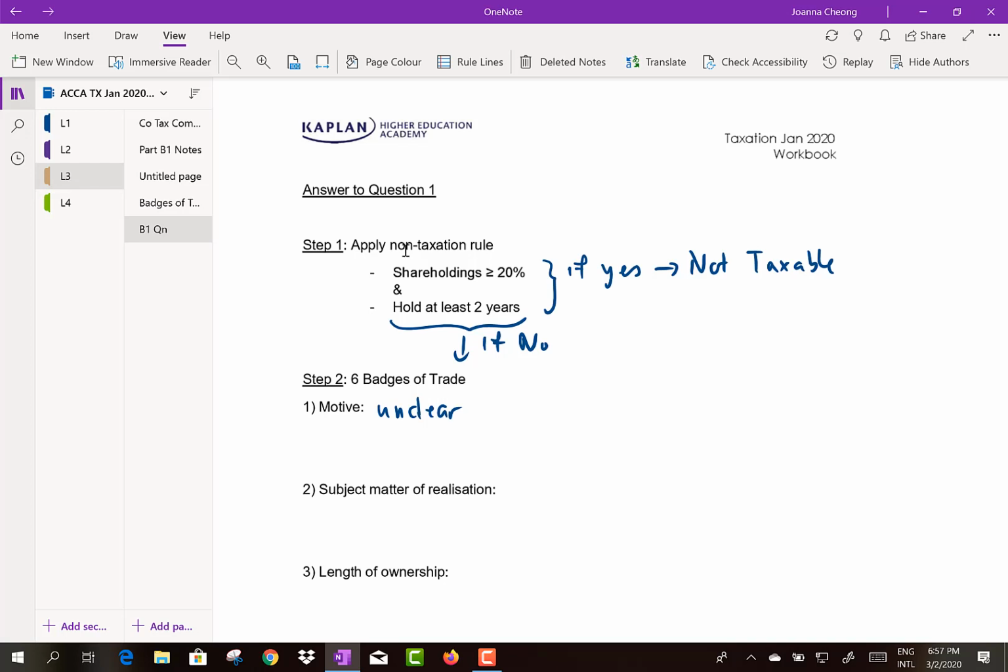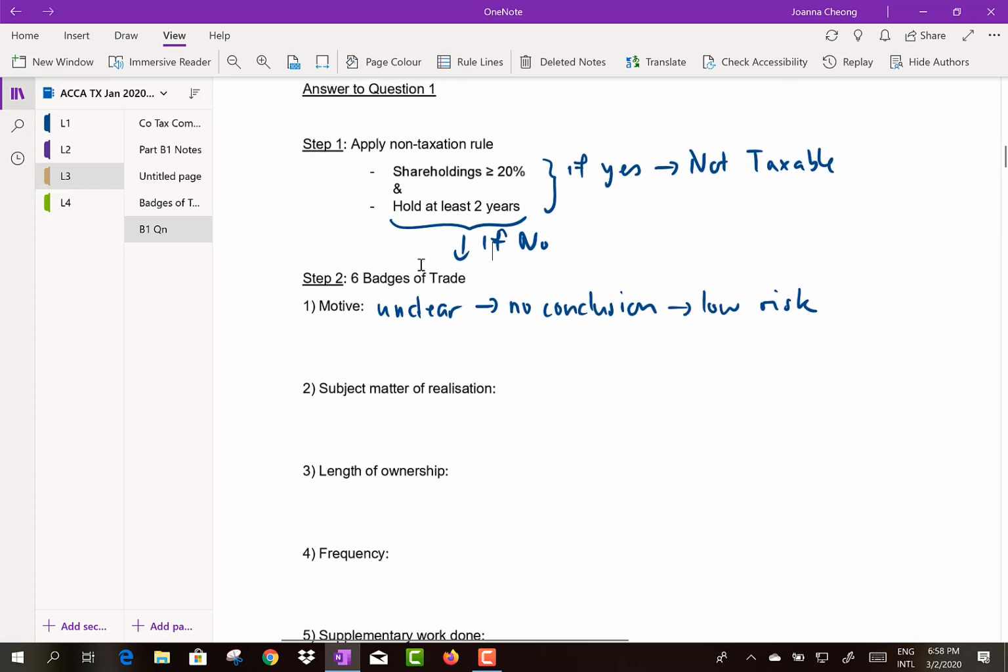You say the motive is unclear. So you cannot use this badge to argue. That's why you can just write, no conclusion from this badge. So, low risk. This is how your examiner writes the answer in the solution. I will tell you which exam question has tested us on this before.